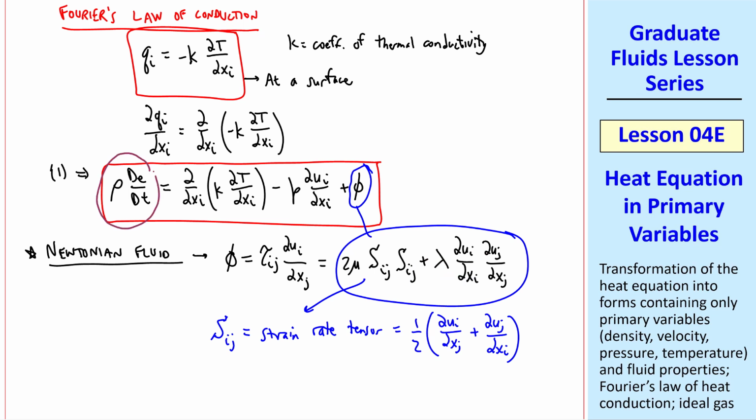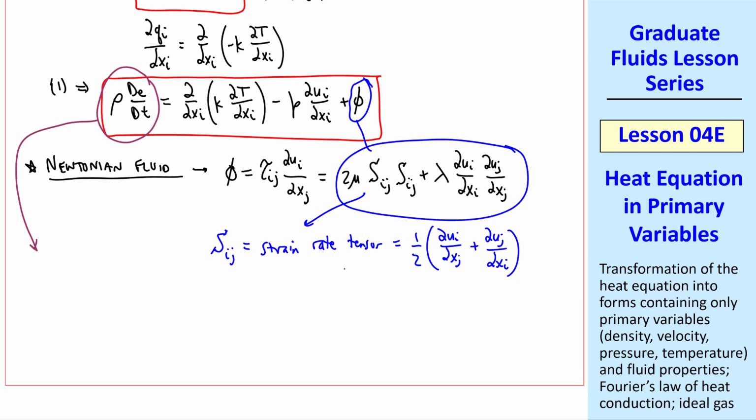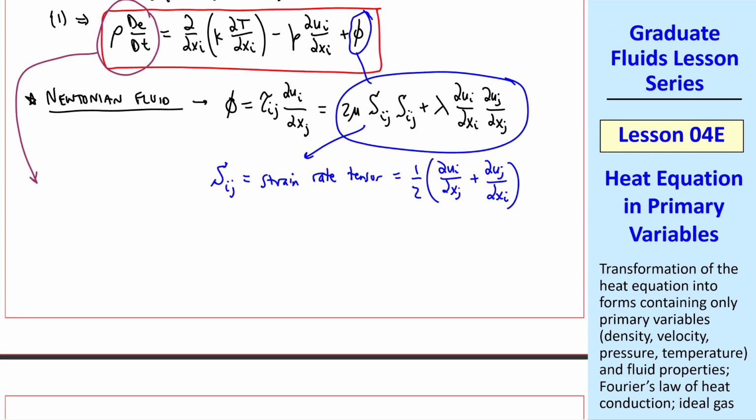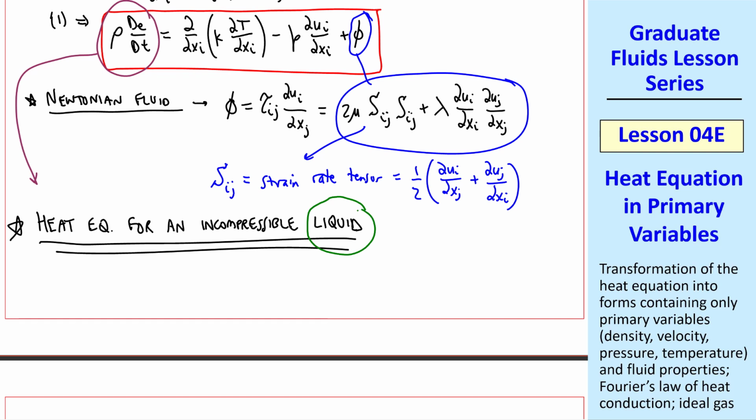Now the only thing left to work on is this internal energy term, which we'll have to consider for various types of fluids. We'll consider first the heat equation for an incompressible liquid. Note that this will be valid for liquids only. We'll treat gases next. The incompressible approximation is from continuity that ∂ui/∂xi equals 0. That will get rid of this term, the term containing lambda. We also typically assume that k is a constant, so it can come outside the derivative in this term.